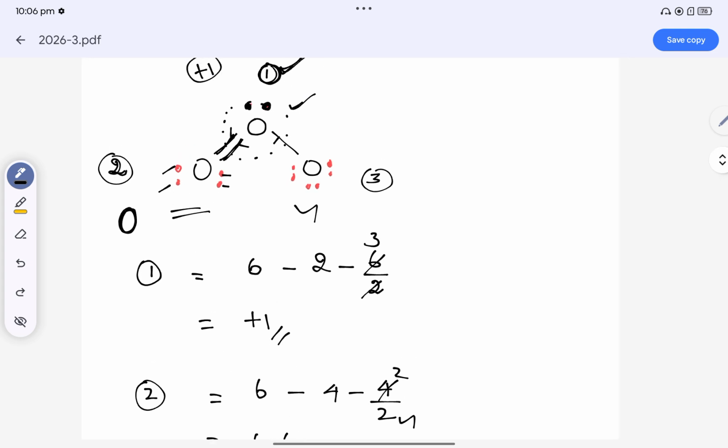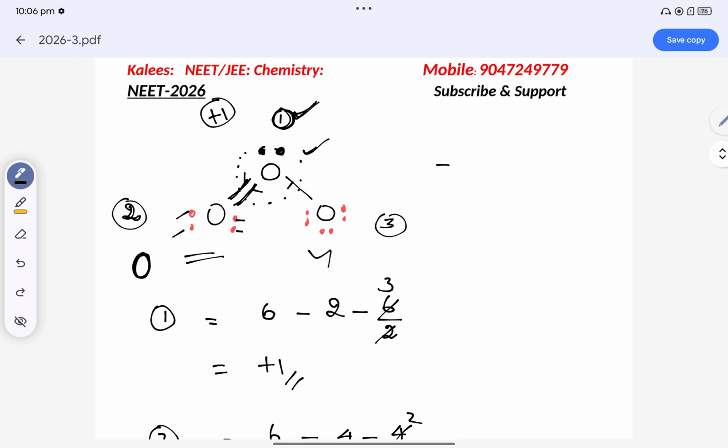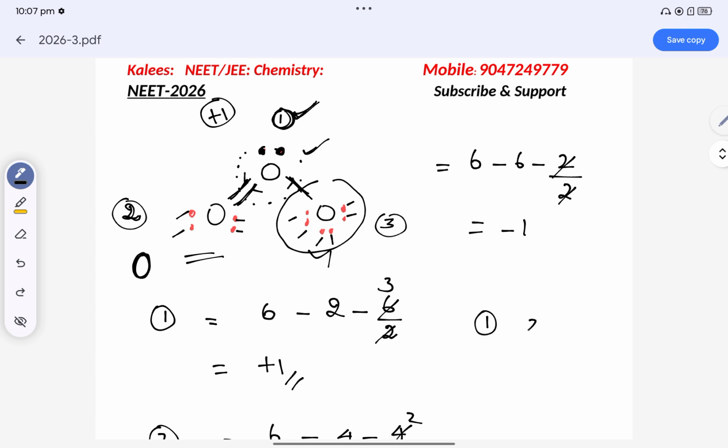Next we go to case 3. The valence electrons of oxygen is 6, minus how many lone pair electrons are around this oxygen atom? 1, 2, 3, 4, 5, 6. Bond pair: only 1 bond is there, so you have 2 electrons divided by 2. So here it is minus 1. So for cases 1, 2, 3, we have plus 1, 0, minus 1.